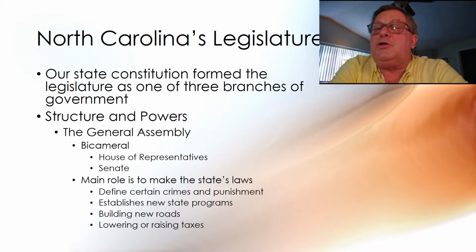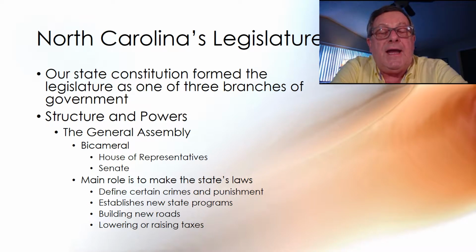Now, our Constitution, like what we have in the Constitution of the United States, has established three branches of government: a legislative, an executive, and a judicial branch. And again, in this lesson, we're focusing on this legislative branch. So it's the General Assembly. It's bicameral, as I have mentioned before. It has both a House of Representatives and a Senate, and its main role is to make the state's laws.